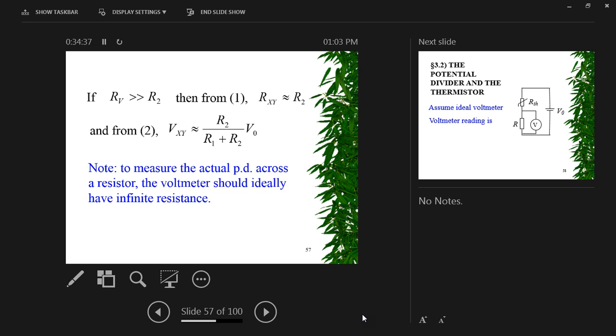So to measure the actual PD across a resistor, the voltmeter needs to have an infinite resistance. This actually justifies why your voltmeter should have infinite resistance. In secondary school, your teacher would have probably made you memorize that a voltmeter must have infinite resistance to work. This is the explanation why. We use the potential divider principle to argue that if it weren't, then you will not get the correct voltage measurement. If I assume that the voltmeter doesn't have infinite resistance, then I would not be able to measure the correct potential difference as if the voltmeter wasn't there.